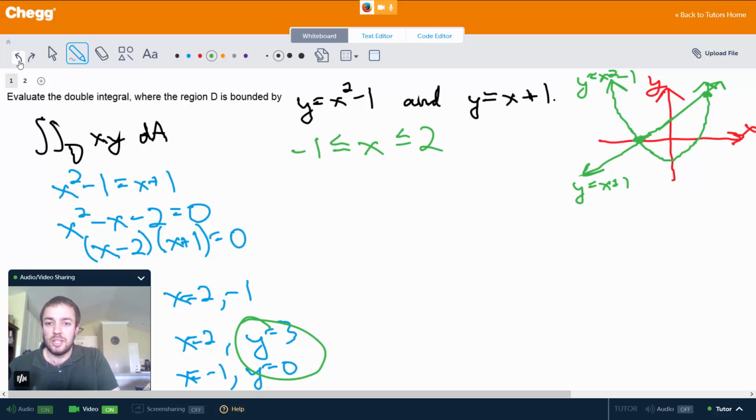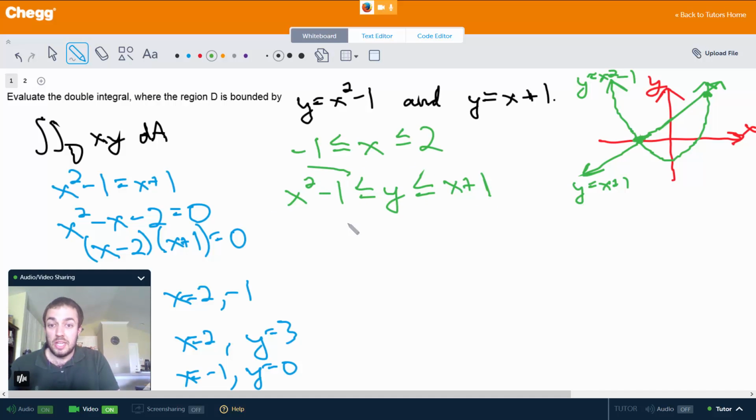Well, if we look closely at the region, we see that no matter what's going on with x, as long as we're between negative 1 and positive 2, y is always between the line y equals x plus 1 and the parabola y equals x squared minus 1. And we also see that the line is always above the parabola. So what we should say is x squared minus 1 is less than or equal to y is less than or equal to x plus 1.